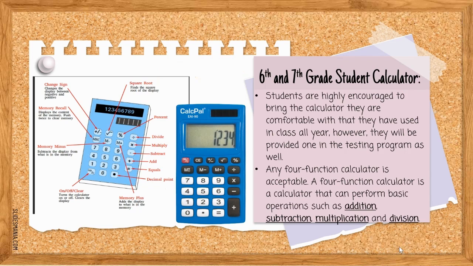6th and 7th grade calculators are a little bit different. They are only allowed to use basic 4-function calculators, such as the one pictured. These can be found at the dollar store, or students may borrow one or use the one available within the testing program.